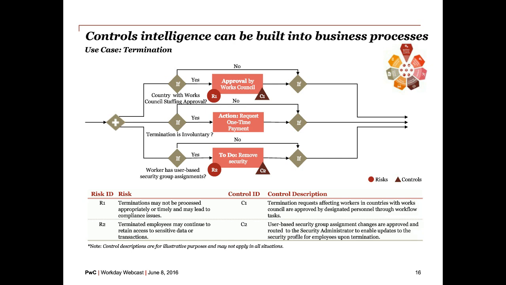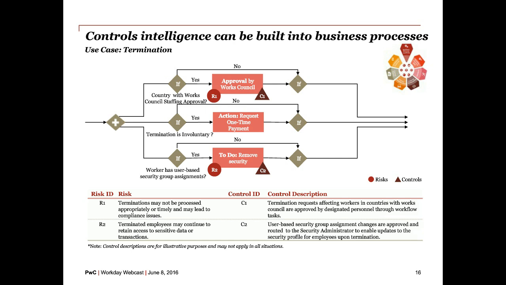At the bottom of the screen, for illustrative purposes, there are some risk and controls. Obviously, they are purely for illustration purposes and not necessarily something that could be used verbatim. However, to focus on the workflow, the if statements you see are really the condition rules, and as an example, the pink box at the bottom, which is to do remove security, provides you the ability to build a condition if, for example, a worker has user-based security groups, to put in a to-do that allows you to have a point within the workflow where their security groups are disabled upon termination or changed.